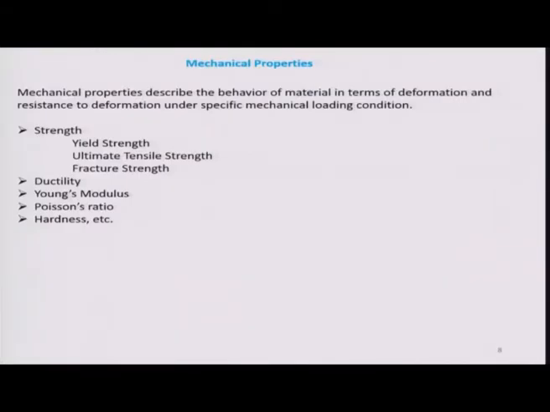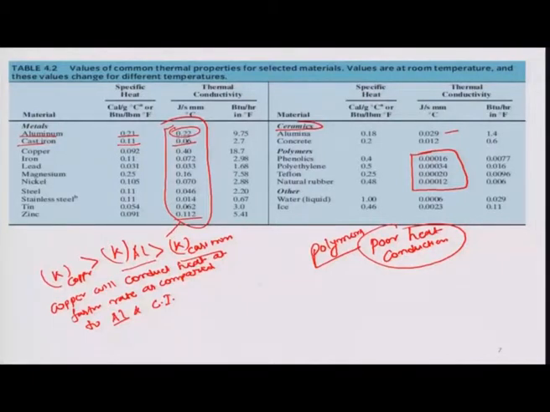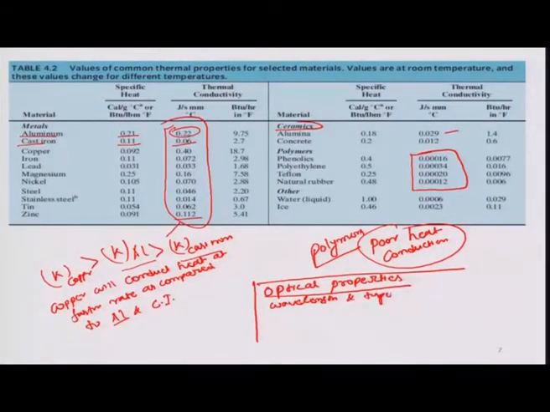Now some other properties of material is that optical property. And optical property depends on wavelength and types of material. Another parameter which can affect the optical property is the incidence angle.